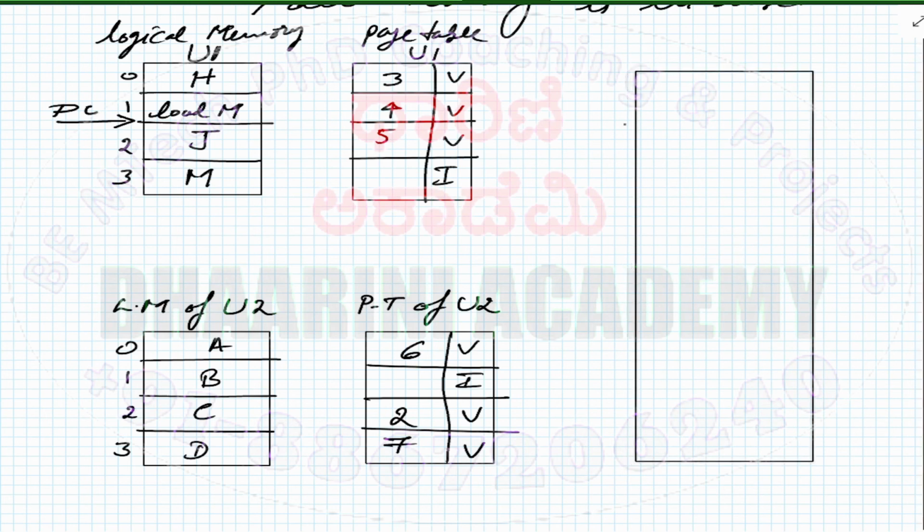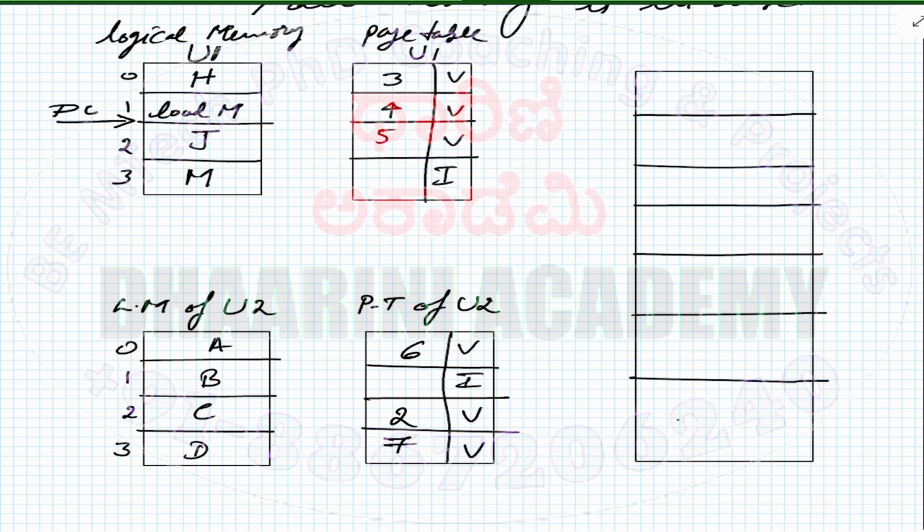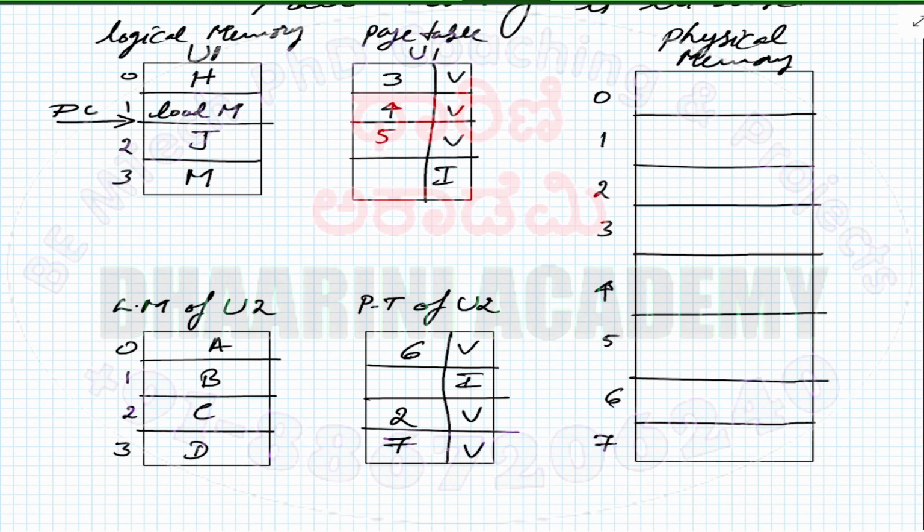Now let's say this has 4. Okay, let's create 8. Let's consider 8 locations. So physical memory, we have physical addresses coming up 0, 1, 2, 5, 6, 7. You can see that the 3, 4, 5 are actually the locations of H, load M, and J. Okay, let's write 3, 4, and 5 is valid.